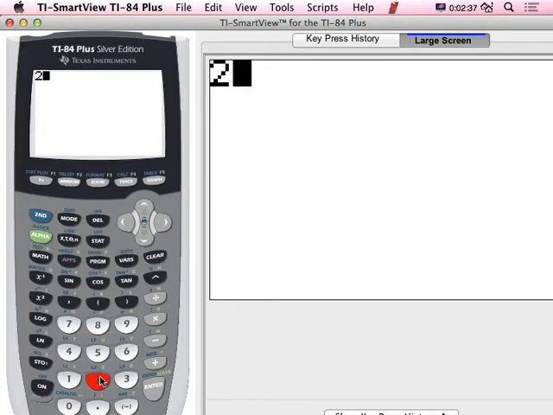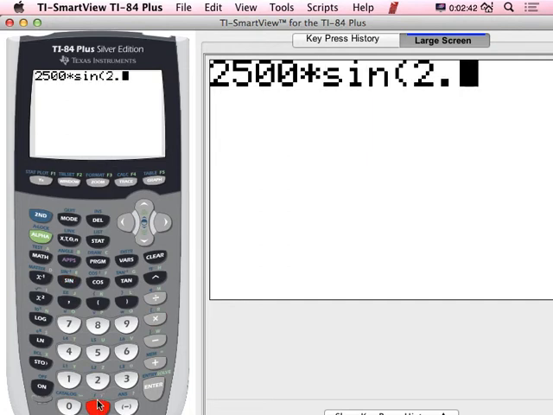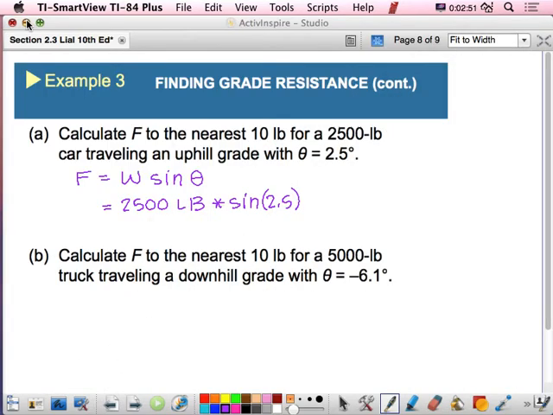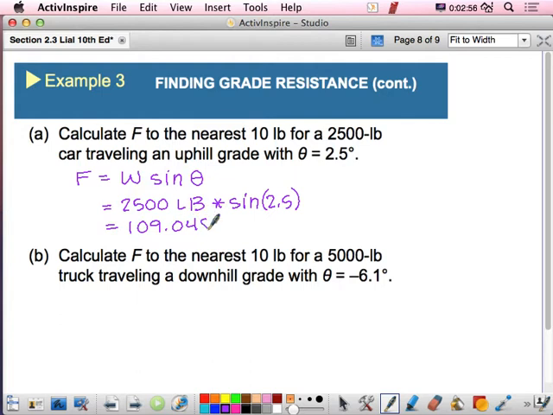So 2,500 times the sine of 2.5 degrees. And that gives us 109.048 pounds of force. But it asked us to round to the nearest 10 pounds. So what would that round to? What's the closest, 100 or 110? 110. So that's approximately 110 pounds of force.